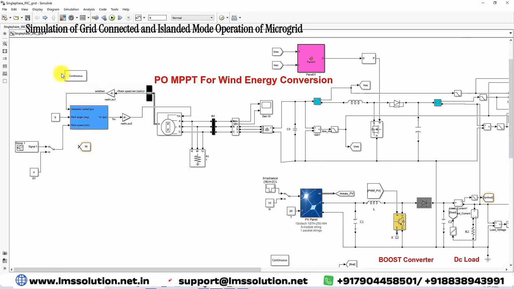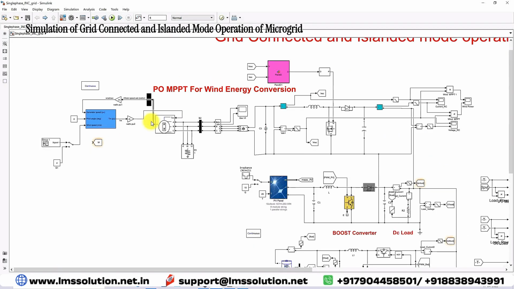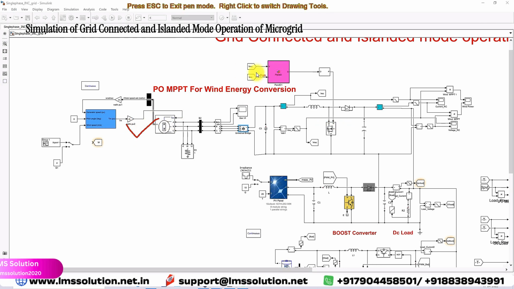Here you can see that this is a wind energy system. The wind energy system consists of a wind turbine and PMSG and then rectifier and then boost converter. This boost converter is used to extract the maximum power from the wind energy conversion system based on MPPT. So here we are using a P and O MPPT to extract the maximum power from this wind turbine and the wind generator. And then the output of this boost converter is connected to the DC bus, and the DC bus voltage here we are going to maintain at 400 volt.